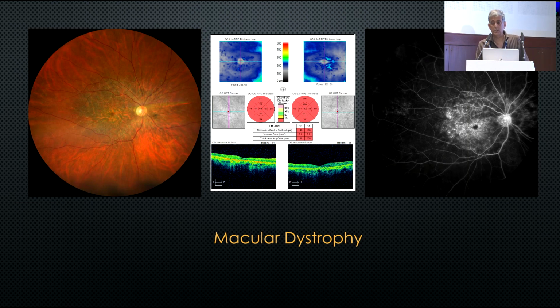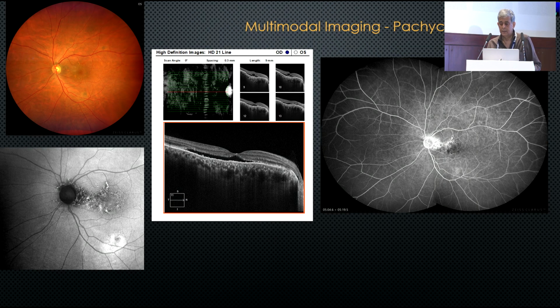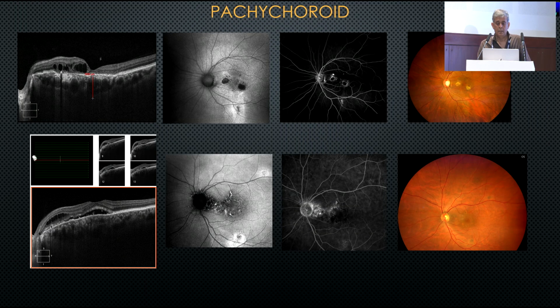She's going to be talking to us in great detail about macular dystrophy subsequently. This is another patient with pachychoroid. Pachychoroid again. Now here we've used multiple methods to monitor, to look at this patient. And you can measure and see that in the subfoveal area, you've got a thickening of greater than 300 microns.